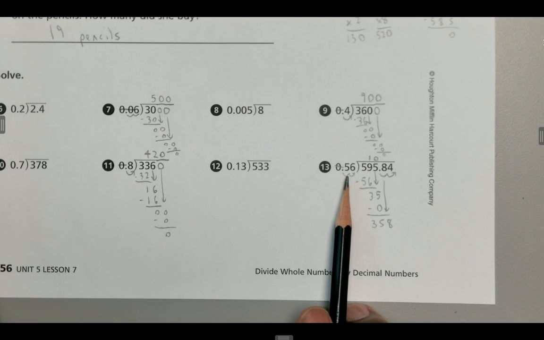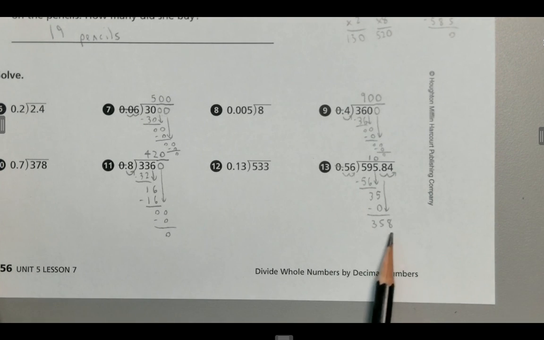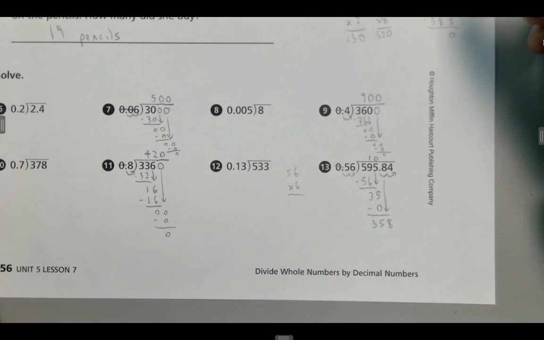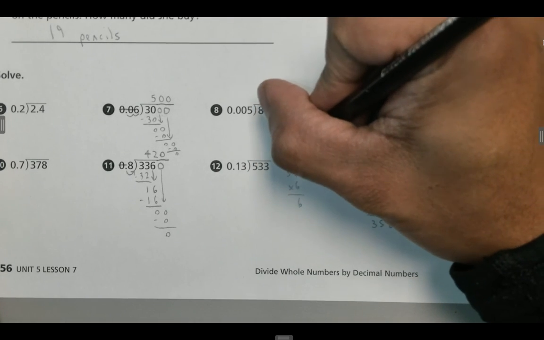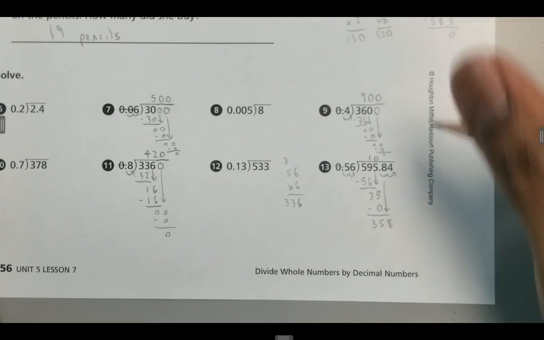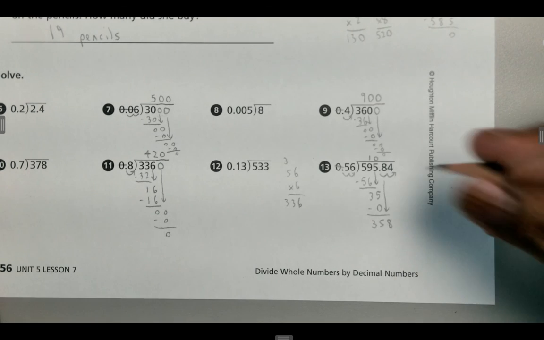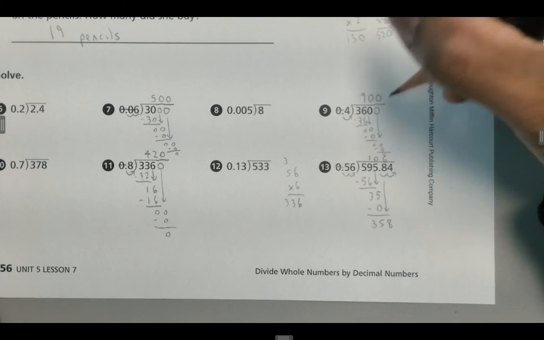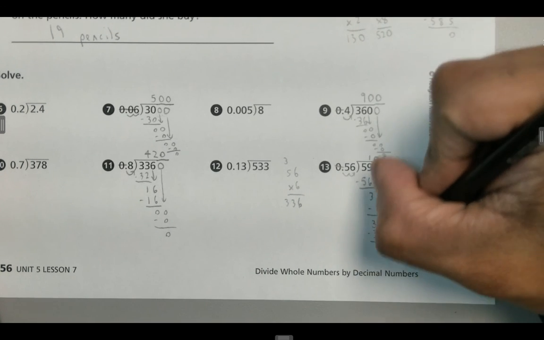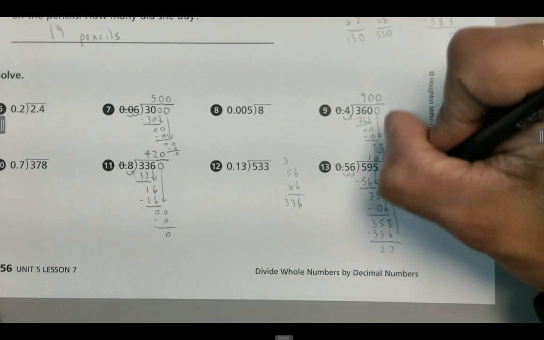Well, 56 is close to 60. 60 times 6 is 360, very close. So I'm going to test out multiplying this by 6 as a side calculation. That feels like that's going to get me real close. 6 times 6 is 36. 6 comes down, 3 gets carried. 6 times 5 is 30 plus the 3. And that checks out. And 336. Let's subtract. Let's bring down.